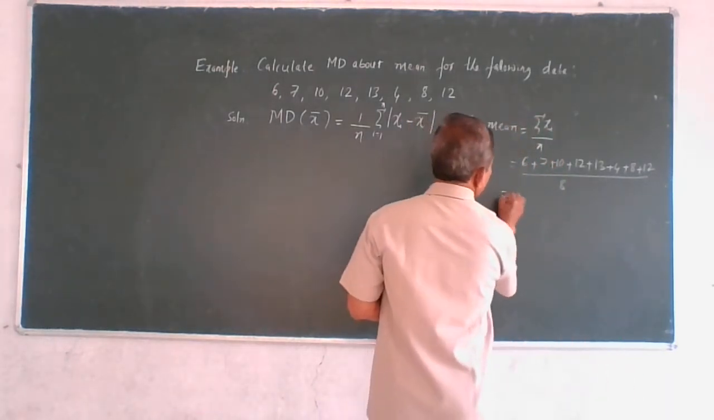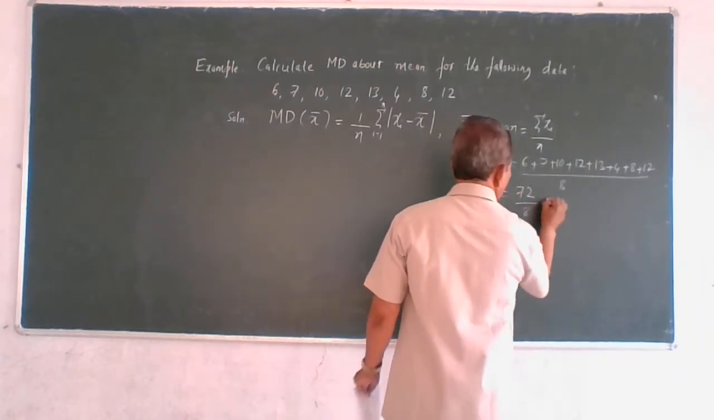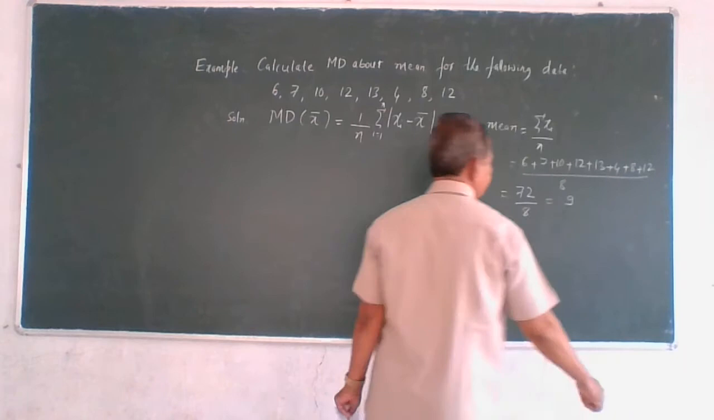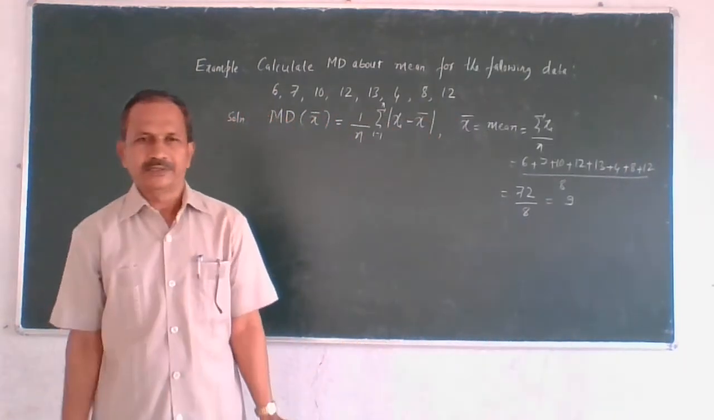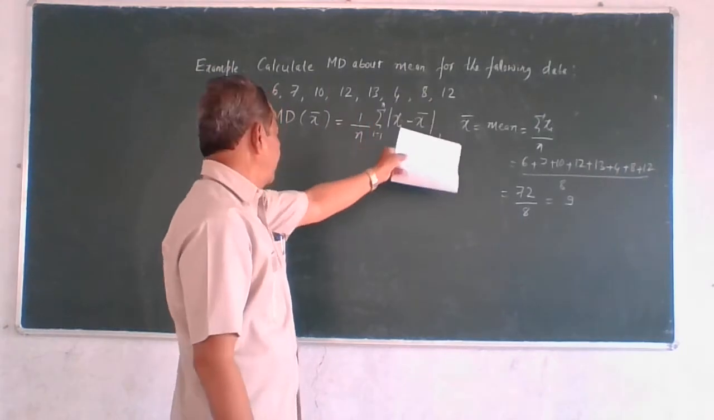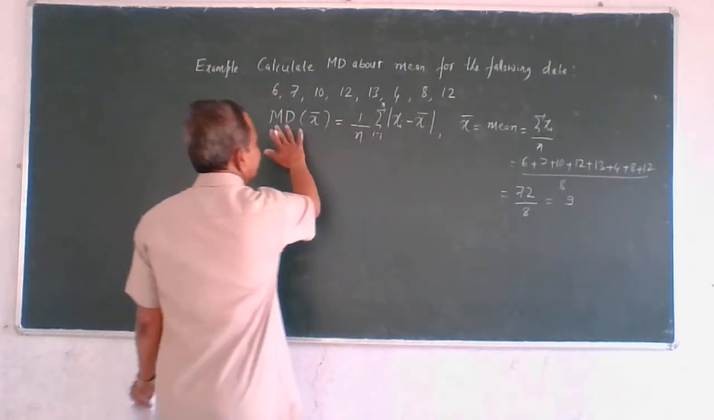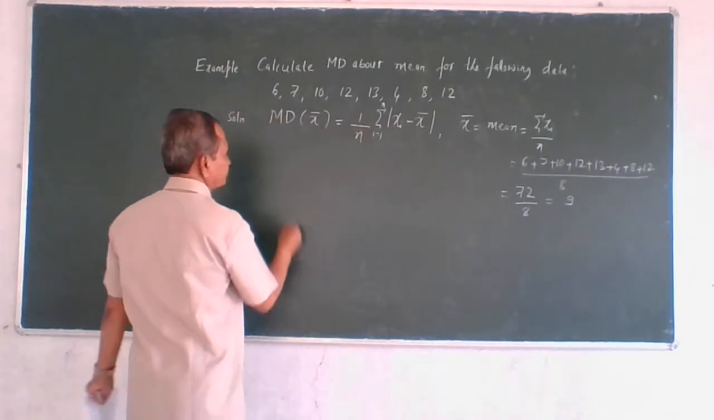So now this total is 72 divided by 8. It is 9. So the mean is 9. It is simple to calculate the mean: add up all these observations, divide by the number of observations, which is 8. Now let us calculate the mean deviation.